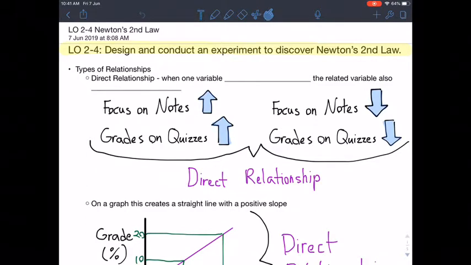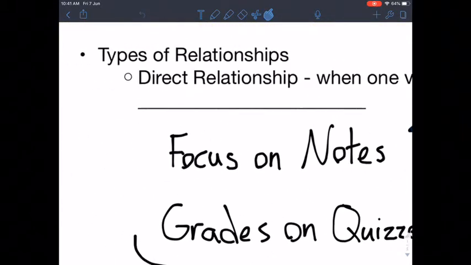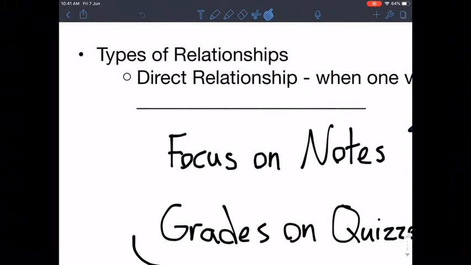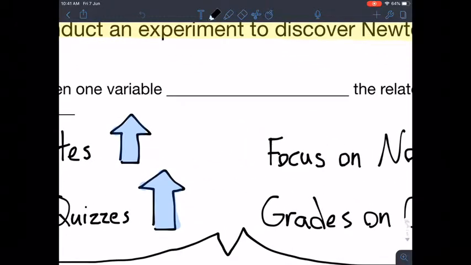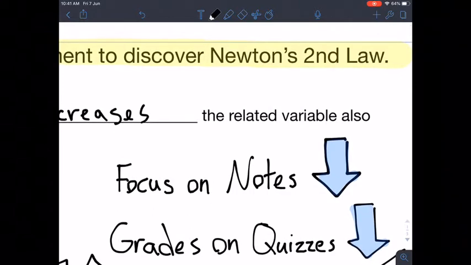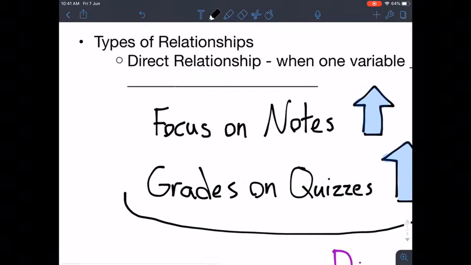Okay, so we're actually going to start by talking about two different types of mathematical relationships. The first one we're going to talk about is the direct relationship. A direct relationship is where when one variable increases, the related variable, the other thing you're talking about, will also increase.